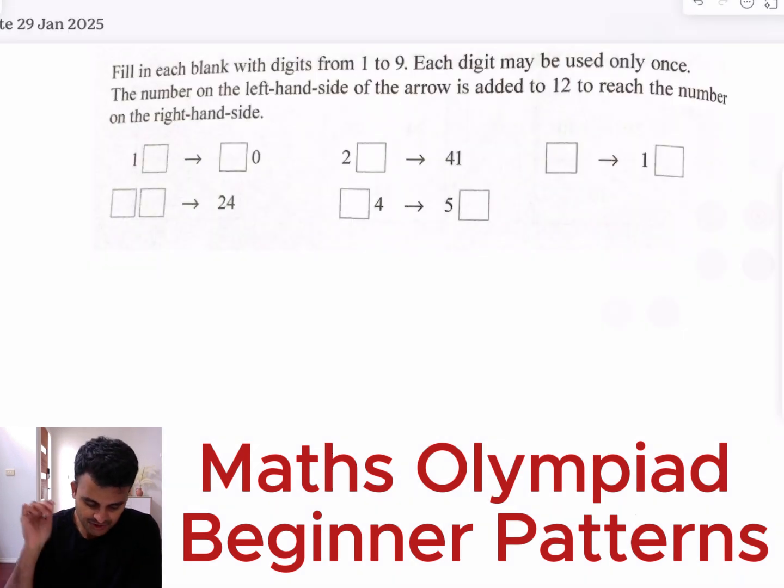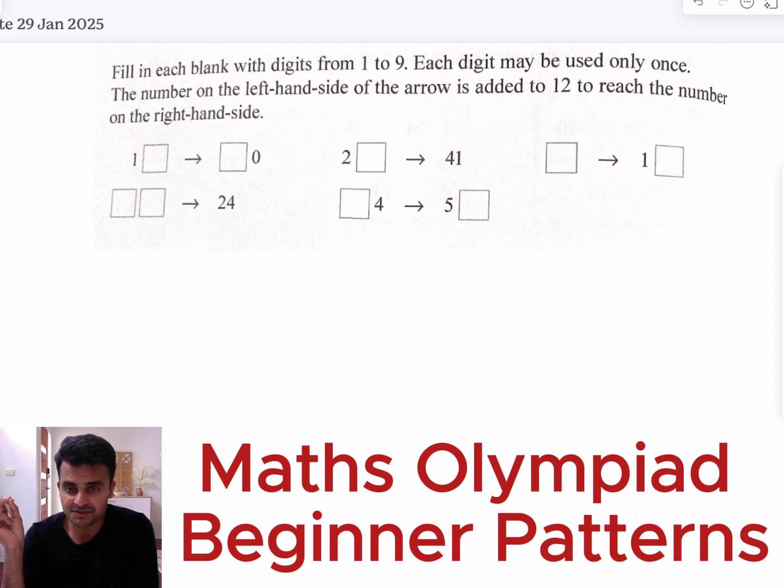Today's problem is a little bit more challenging than our previous set of questions, but we'll come up with some strategies to solve challenging problems. Fill in each blank with digits from 1 to 9. Okay, so these are the blanks, and we have to fill them with digits from 1 to 9.